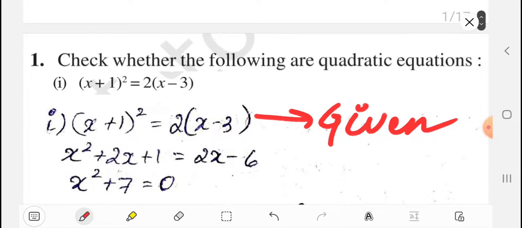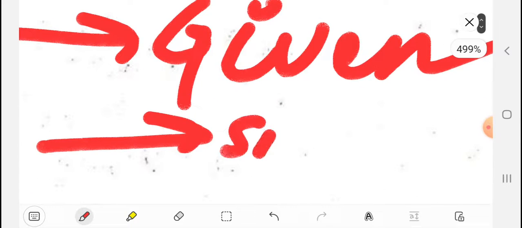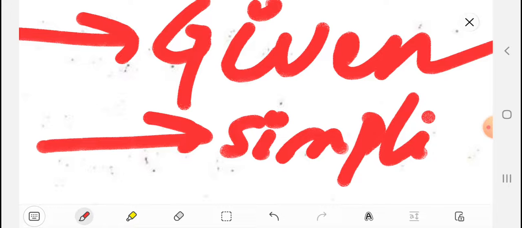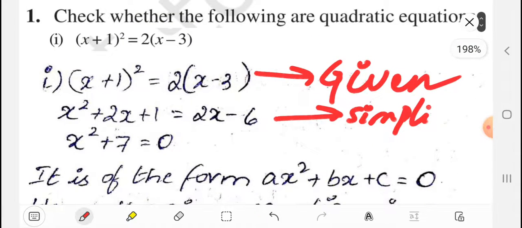Now let's simplify the LHS and RHS separately. This step is the simplified step. The (a plus b) whole square formula is used on the LHS, so we get x square plus 2x plus 1. Remove the bracket in the RHS: 2x minus 6. 2 into x is 2x, and 2 into minus 3 is minus 6.